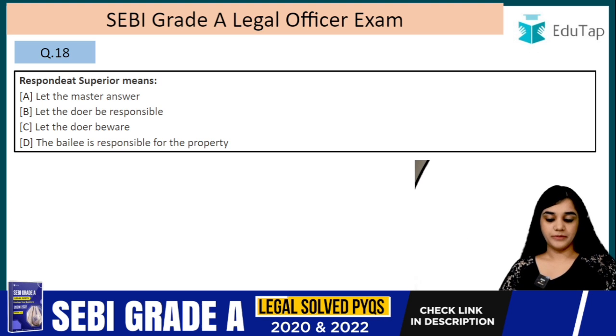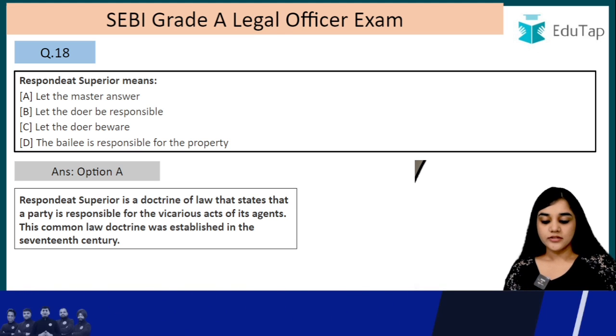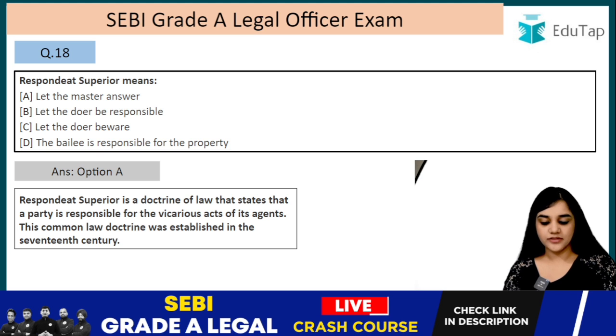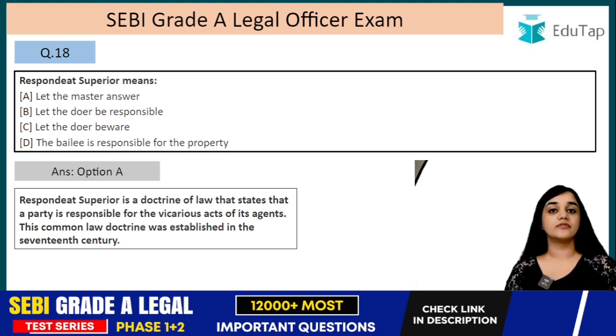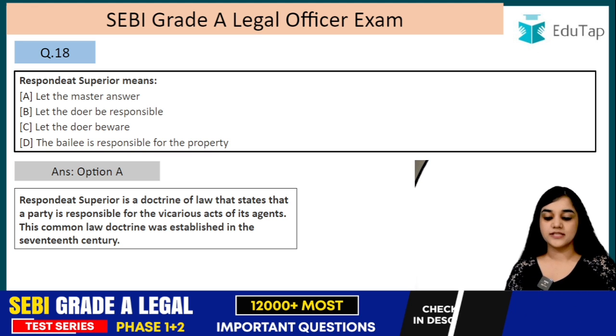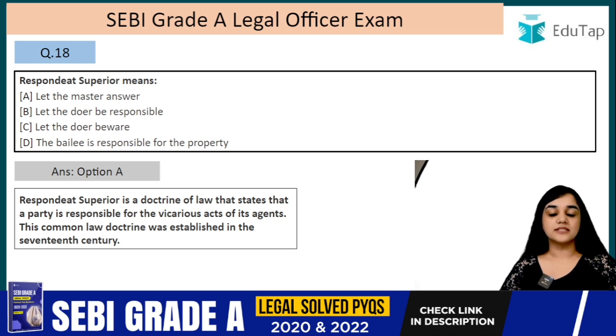Respondeat superior means? So the answer is "let the master answer," right? Respondeat superior is a doctrine of law that states that a party is responsible for the vicarious acts of its agent. In case of an agent and principal, the principal is liable. In case of servant and master, the master is liable. This common law doctrine was established in the 17th century. It is respondeat superior, that is, let the master answer. When the master is vicariously made liable, it is known as respondeat superior.